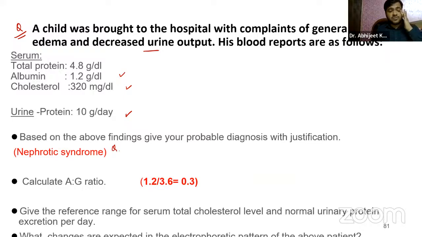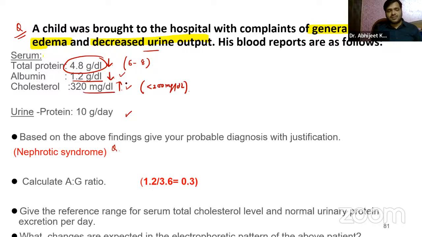Now, guys, let us try to highlight how we actually clinch the diagnosis over here. The generalized edema and decreased urine output is a hallmark feature of nephrotic syndrome. Now, if we see the serum protein levels, the total protein is 4.8. Normally, it should be 6 to 8, so it is decreased. Albumin is 1.2, also decreased. Cholesterol is increased. Normally, the cholesterol should be less than 200 milligram per deciliter.